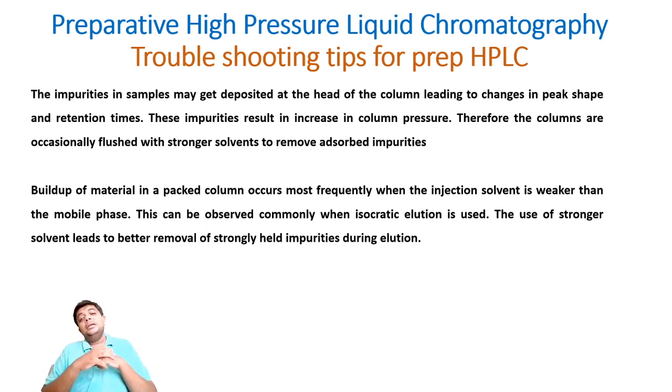Buildup of material in a prep column occurs most frequently when the injection solvent is weaker than the mobile phase. Now, what is this buildup? The extra clogging that occurs in a stationary phase column is called buildup. This can be observed commonly when isocratic elution is used. Generally, as an eluting solution, isocratic is not preferred, gradient is preferred, that is a combination of two or more solvents. The use of a stronger solvent leads to better removal of strongly held impurities during elution. So friends, these are some of the very important points that are directly related to prep HPLC.